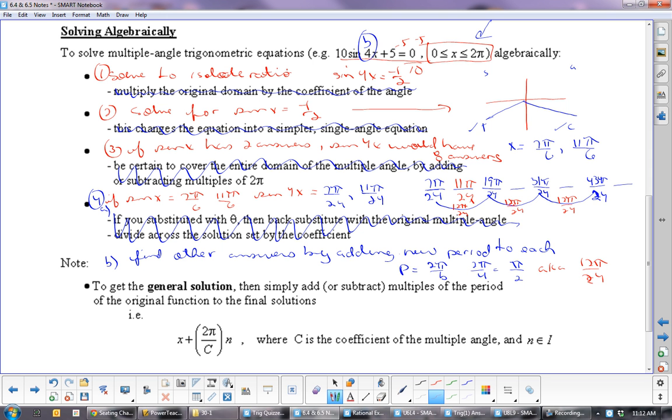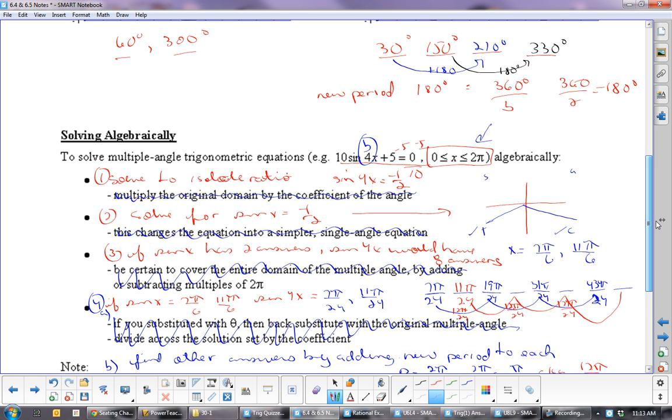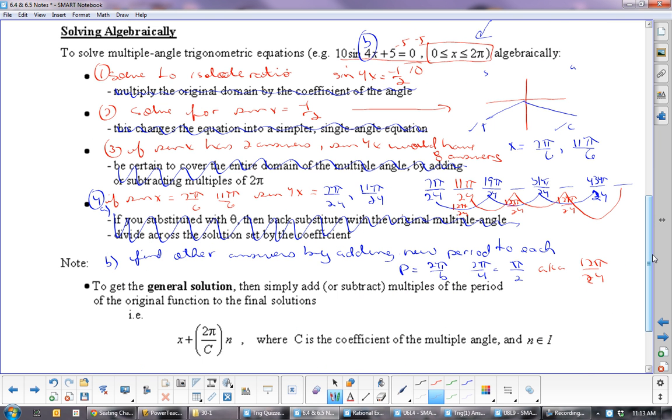Okay, and then I'm going to do 11 pi over 24 to get all of these second ones. Because of my domain, there were 2 answers, and I will have 8 answers, and that's why I put my 8 blanks before I even started. Okay, and the other ones would be, so I would add 12, so that's 23 pi over 24, and then 35 pi over 24, and 47 pi over 24.